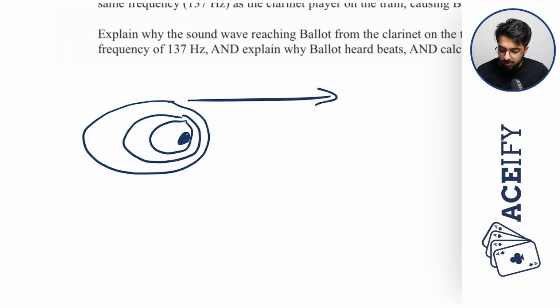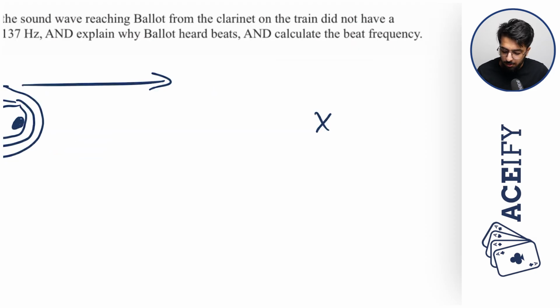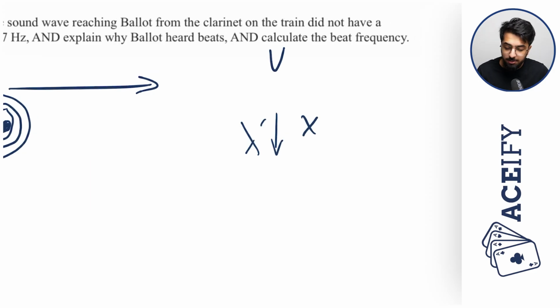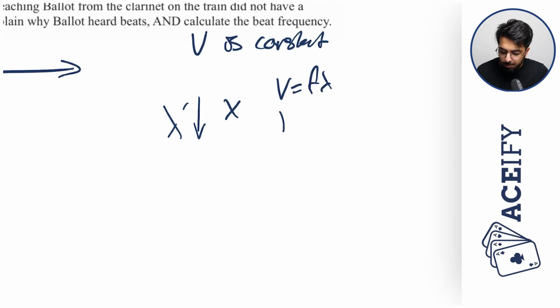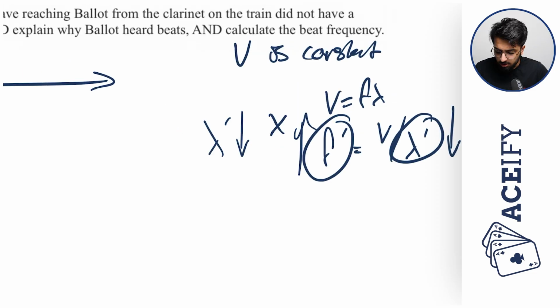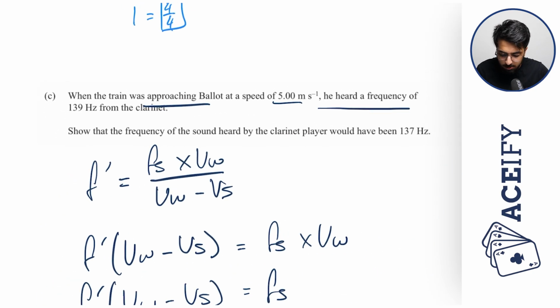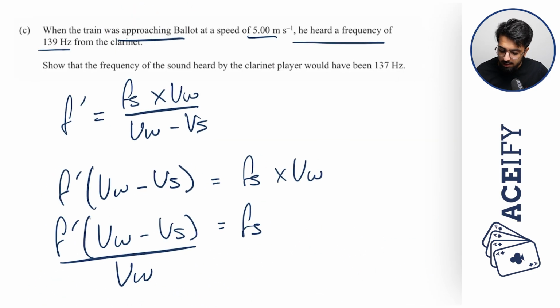Now, we know that the clarinet player is approaching our physicist, okay? So our observer is right over here. And therefore, Belliot, who is our observer, is going to perceive shorter wavelengths compared to the true wavelength. And therefore, as the velocity of the wave, the speed of sound, is constant, and v is equal to f lambda, our perceived frequency is equal to the velocity of the wave all over our perceived wavelength. And as our perceived wavelength is shorter compared to the true wavelength, our perceived frequency would be higher compared to the true frequency, okay? And we could see that in the previous question, because in this question it says that he heard a frequency of 139 Hz, even though the clarinet player was producing a frequency of 137 Hz.